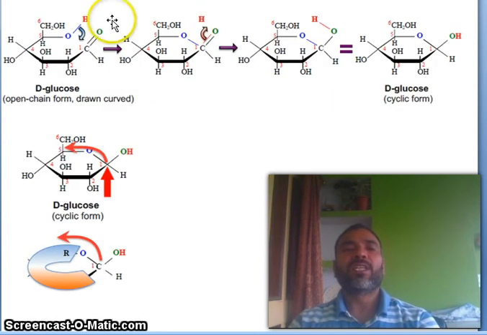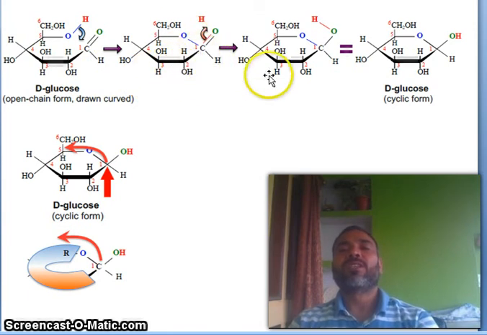You can see this is the open chain, and now cyclization occurs. This is the cyclic form and this is the cyclic form. So how do you convert from open chain to cyclic form? This carbon is actually a hemiacetal because it has this OH and this O and R. So this is cyclic glucose.